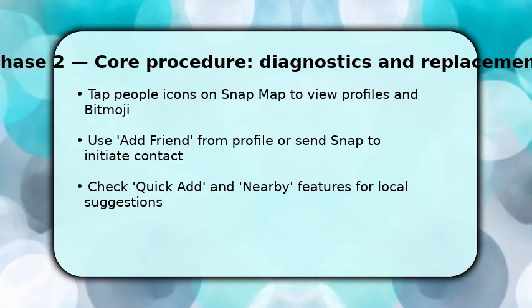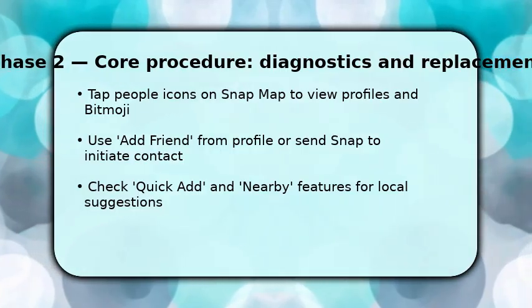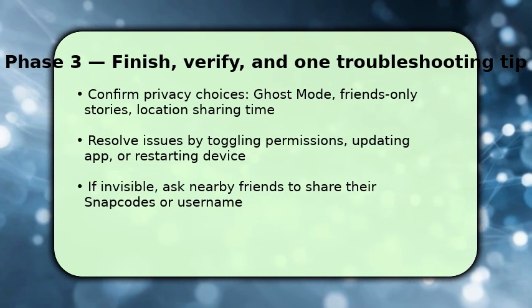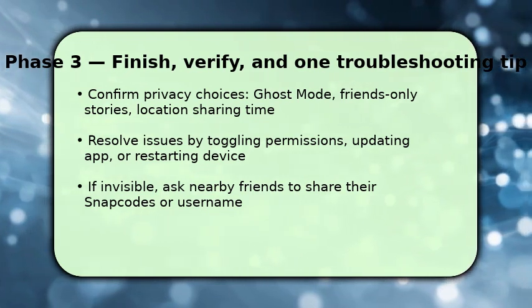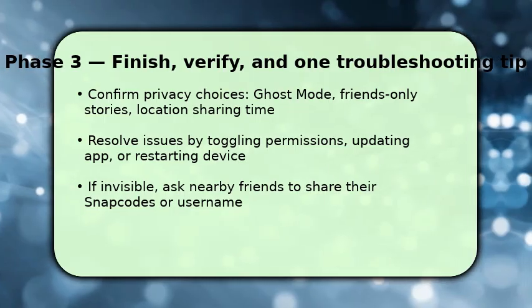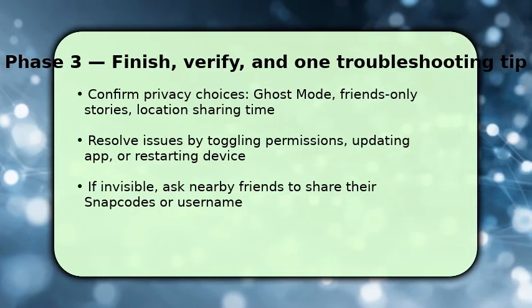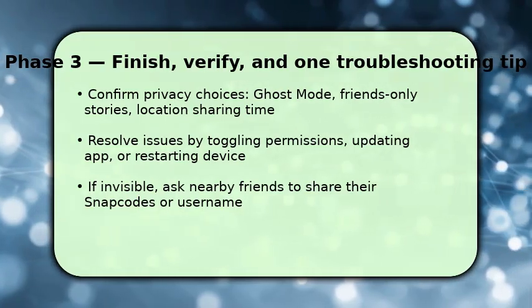organically. To finish, review privacy settings so you control who sees your location and stories. Adjust ghost mode or duration as needed. If people don't appear, try toggling location permission, updating Snapchat to the latest version, and restarting your phone. These fixes resolve most sync problems.